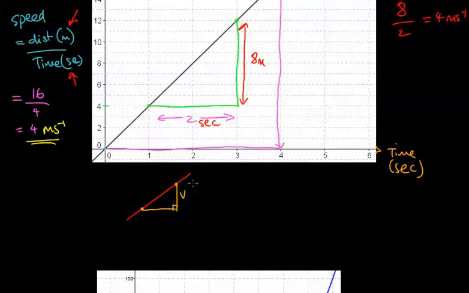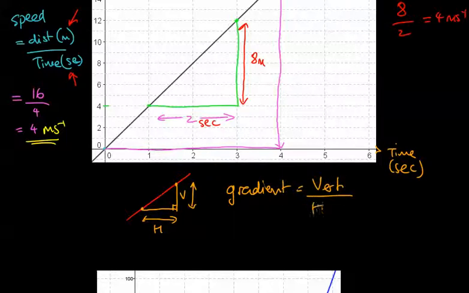So that distance there is the vertical step, and then this is the horizontal step. And then to work out the gradient, you do the vertical divided by the horizontal. So you do the vertical step divided by the horizontal, and that's what we've done here. 8 divided by 2 is 4, and then here we've done 16 divided by 4, which is again 4.